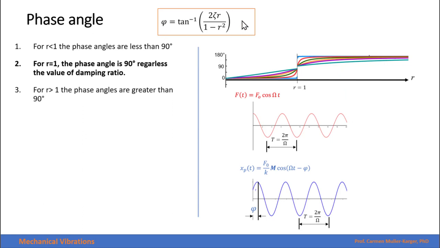Now let's look at the phase angle. This is the expression for the phase angle, and as you see, if this is the excitation and this is the response, the amplitude could be different, the frequency is the same, but the response lags the excitation by a phase angle. For R less than 1, which are here, the angles are always less than 90. For R equal to 1, the phase angle is always 90 degrees, regardless of the value of the damping ratio. And for R greater than 1, all the phase angles are always greater than 90 degrees.